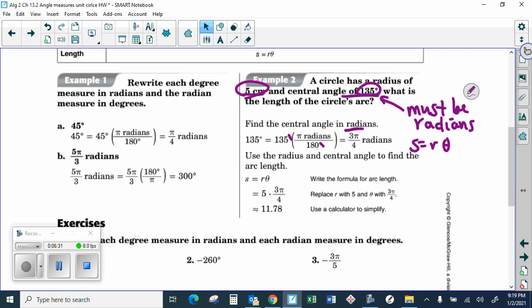And that gives me 3 pi over 4 radians. That's 135 degrees, 3 pi over 4. And then I multiply that 3 pi over 4 times the 5, which is the radius. I get approximately 11.78. Okay, so we're going to round to the nearest hundredth as they do there, following their example.